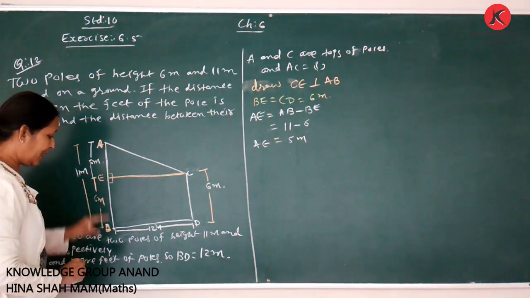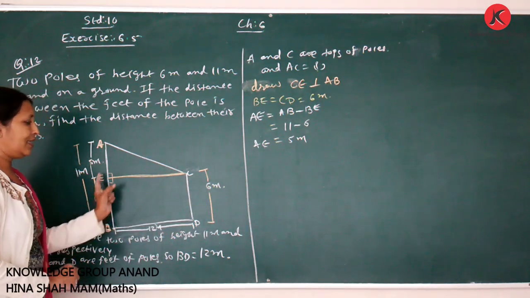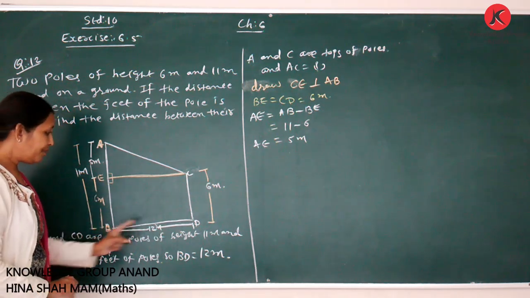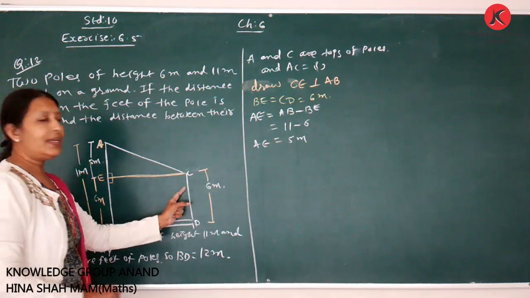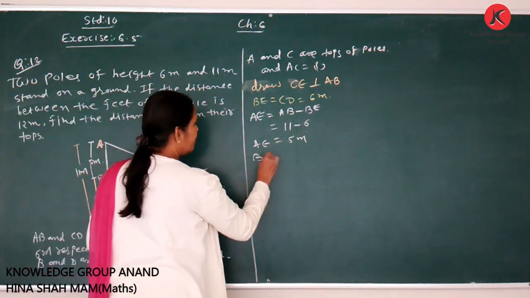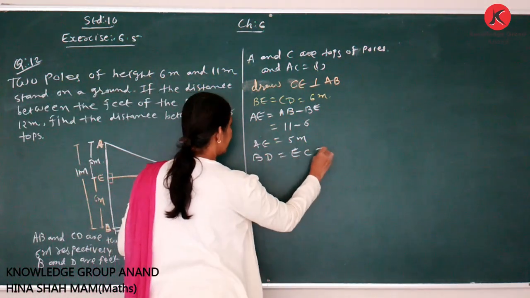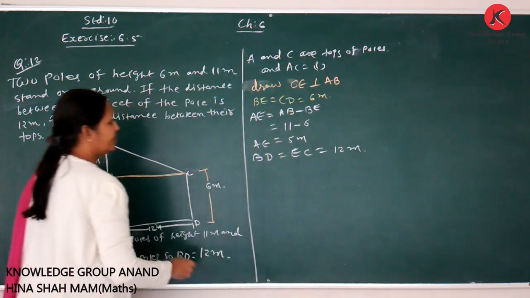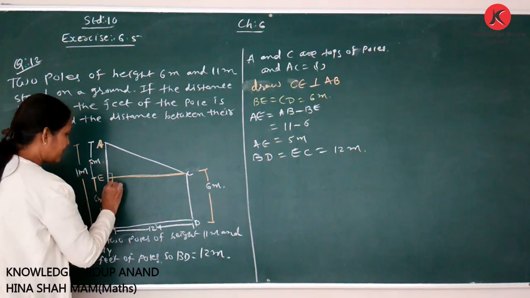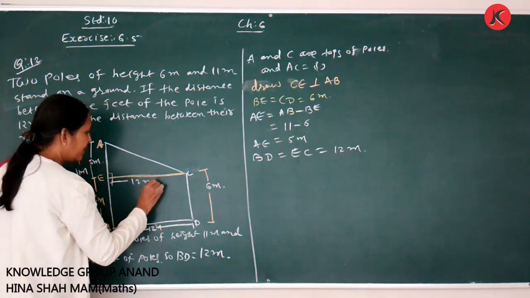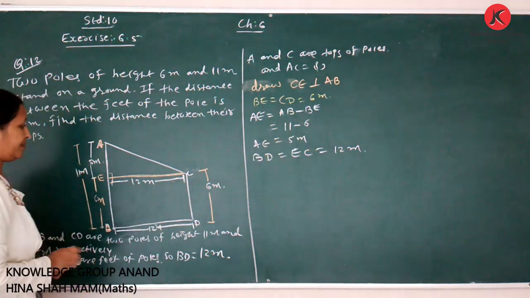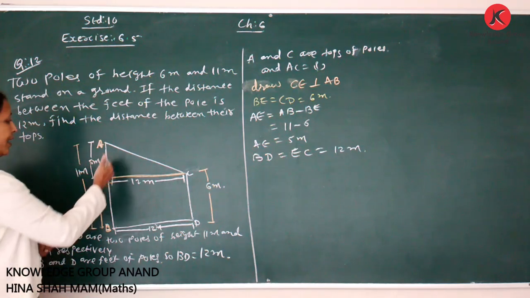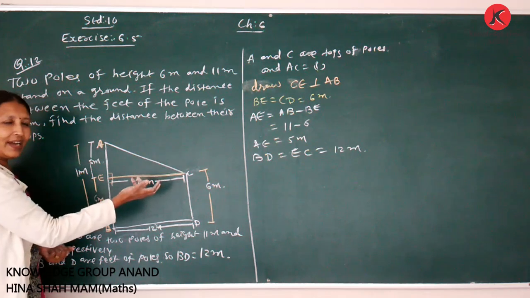Here it is 6 meter, it is a rectangle. In rectangle EBCD, BC is equal to EC. BC is equal to EC is equal to how much? 12 meter. Find AC in triangle AEC.